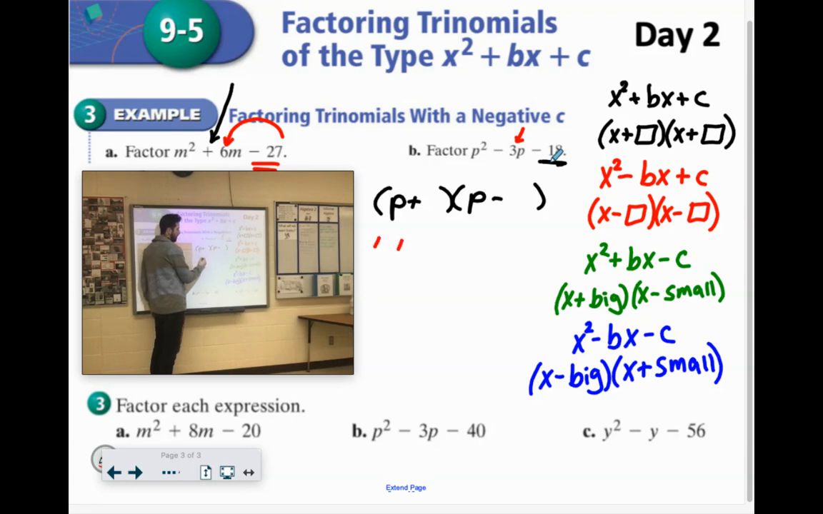18 is 1 times 18. It can be 2 times 9, or it can be 3 times 6. But again, we're looking for a set that is 3 apart from each other. So that would be 3 and 6.